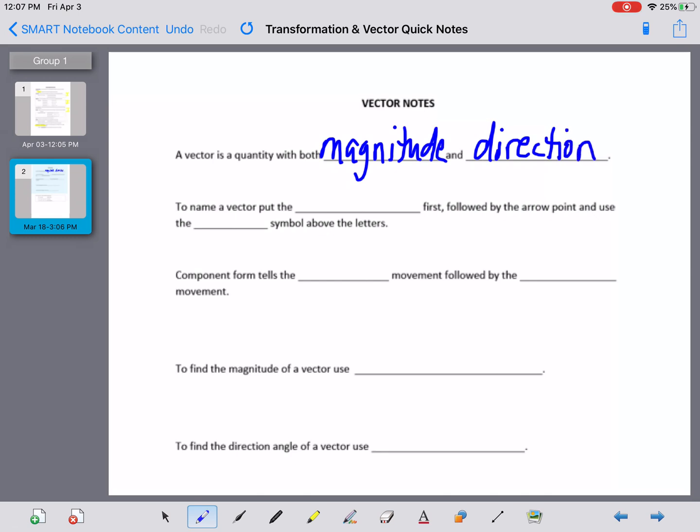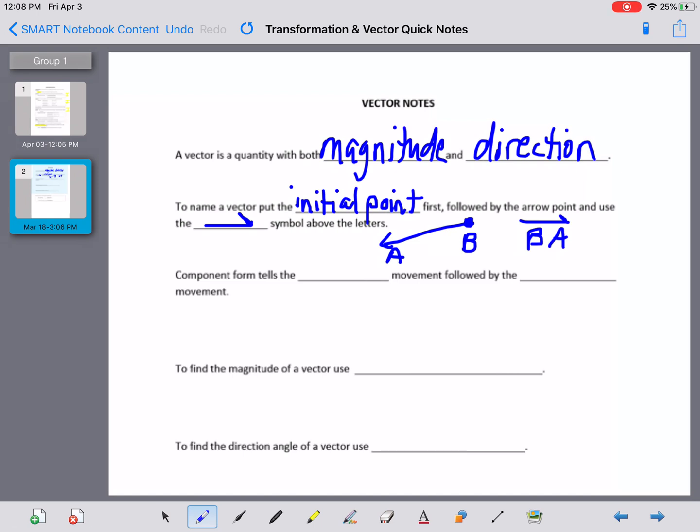And a couple more reminders here on the vector notes. To name a vector, you want to put the initial point first, followed by the arrow point, and you use a symbol, which is a line with a half arrow above it. So if you had a vector named like this, we would start with the initial point, which is B, then go to where the arrow is, and put that half arrow above it. And the order definitely matters when you name those.